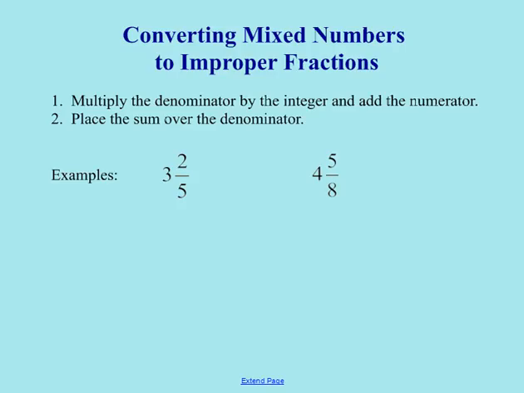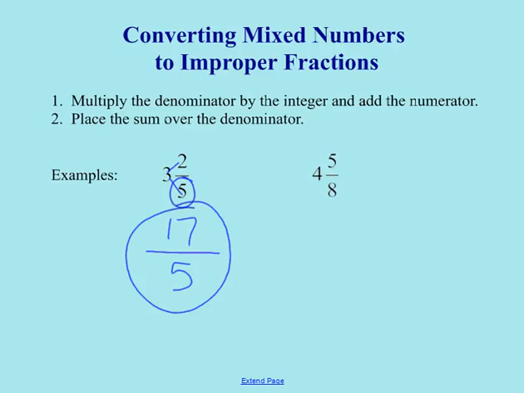Okay, so let's do this one step at a time. Multiply the denominator by the integer. So 5 times 3 is 15. And add the numerator. 15 plus 2 is 17. So 17. And step 2 says place the sum over the denominator. So we have the sum of 17 over the original denominator of 5. 17/5 is our improper fraction, and we call it an improper fraction because the numerator on top is bigger than the denominator on the bottom.